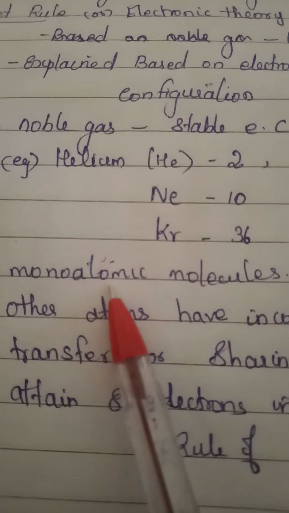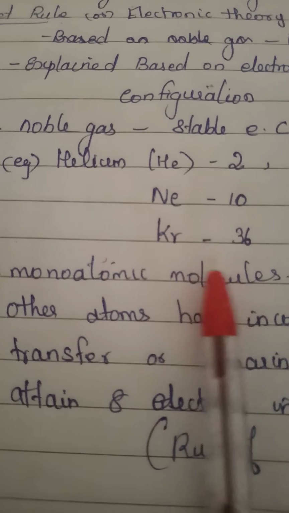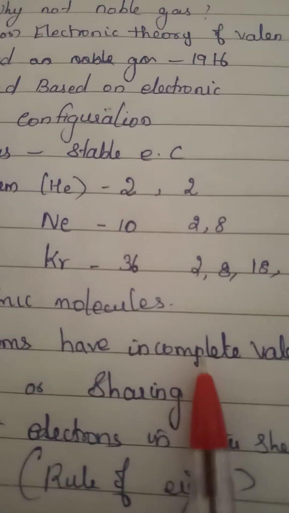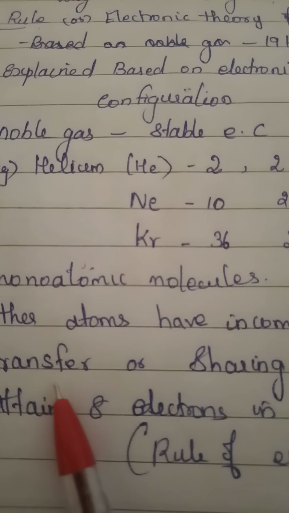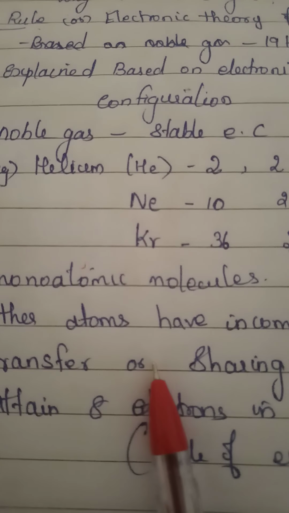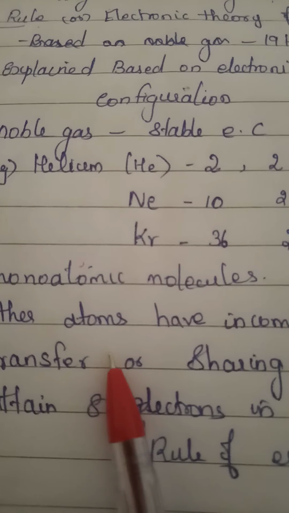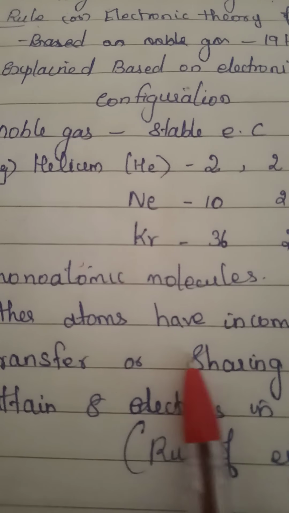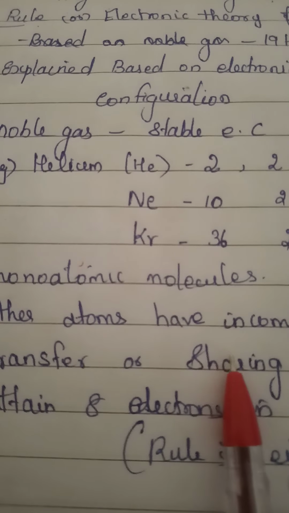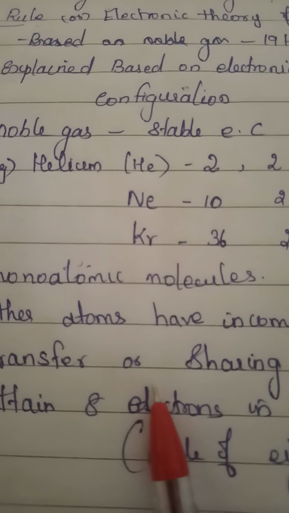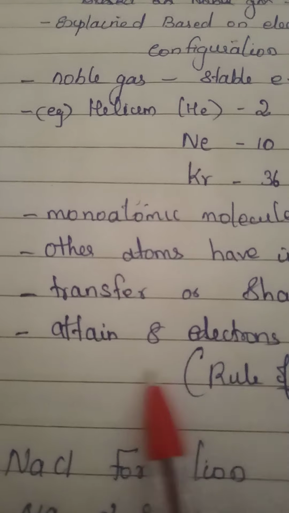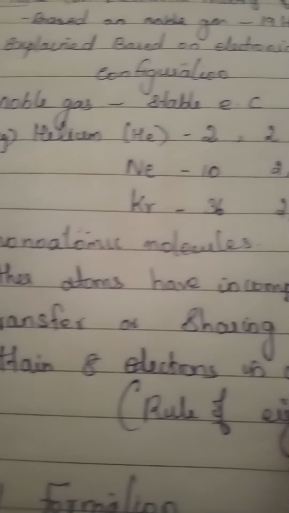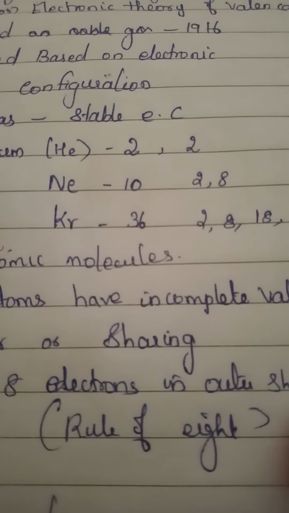So noble gas is only present as monoatomic. All the rest have incomplete valence shells. To make a complete shell or to make stable compounds, they will undergo chemical reactions. So one atom combines with the other atom either by transferring electrons between the two atoms or by sharing electrons between two atoms, which forms a chemical bond. Anyway, they have to attain 8 electrons in the outer shell, and they will become stable.